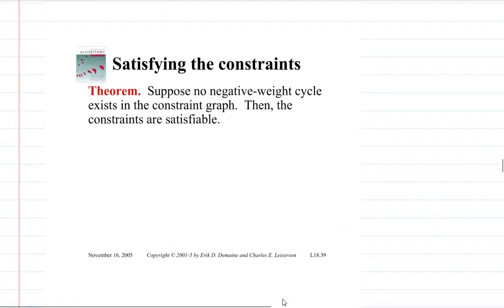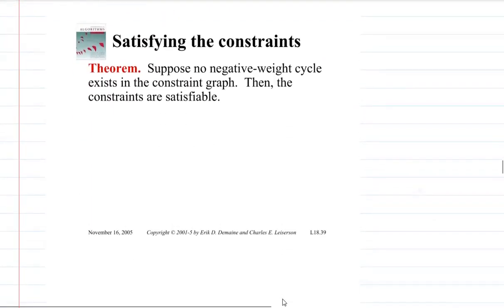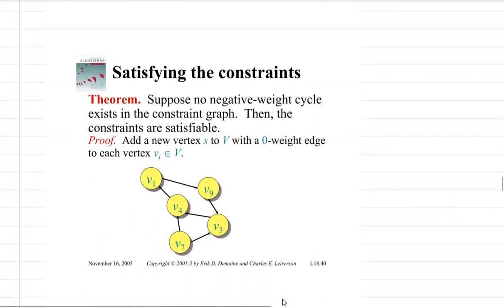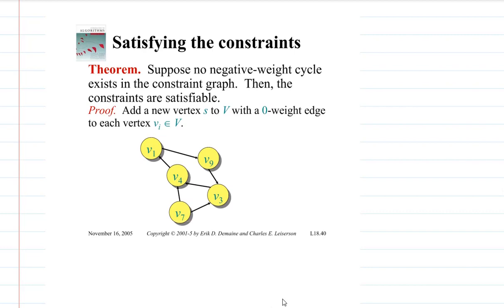The second thing is that if we do not have any negative weight cycle in a constraint graph, then what will happen? Suppose we have no negative weight cycle in the constraint graph, then the constraints are, number one, satisfiable. That is important. Number one, that means we have a solution to the constraint graph. The question now is how we can solve it.